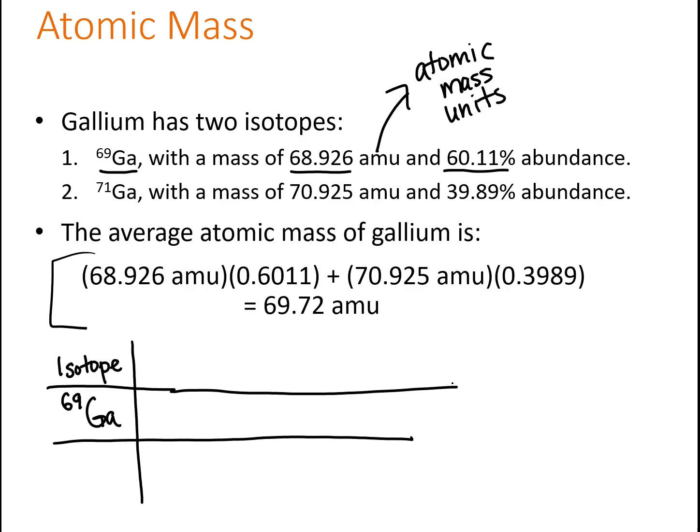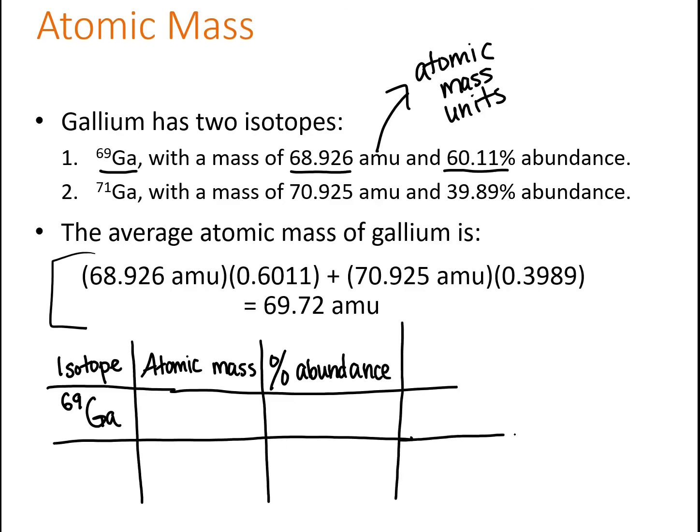So we've got our isotope, we've got our atomic mass, percent abundance. There's going to be a third column as well, but we'll leave that off for now. Our atomic mass, we were told, is 68.926 AMU, and the abundance is 60.11%.